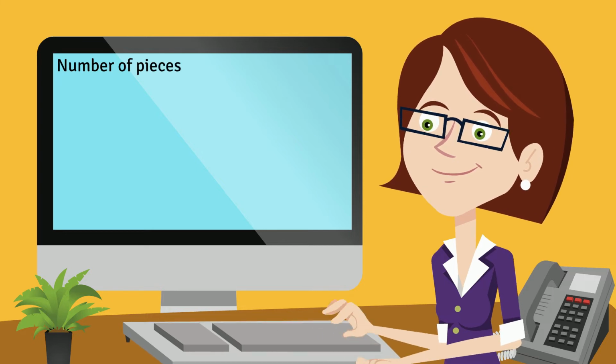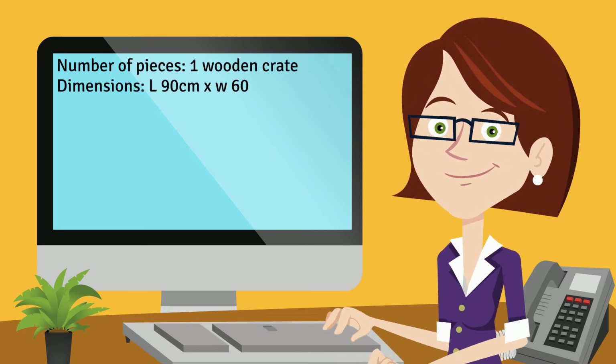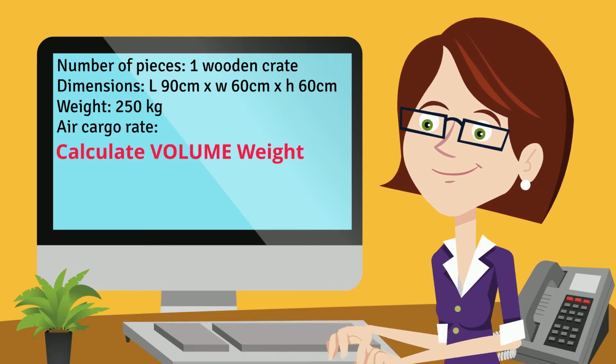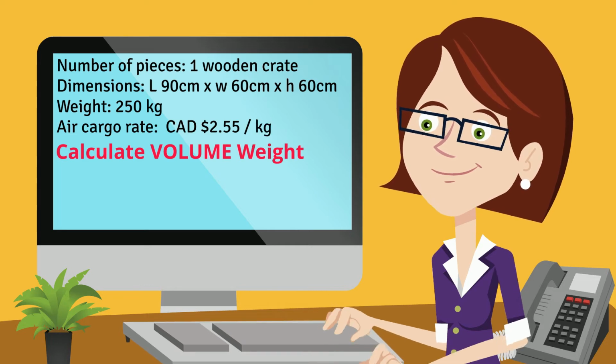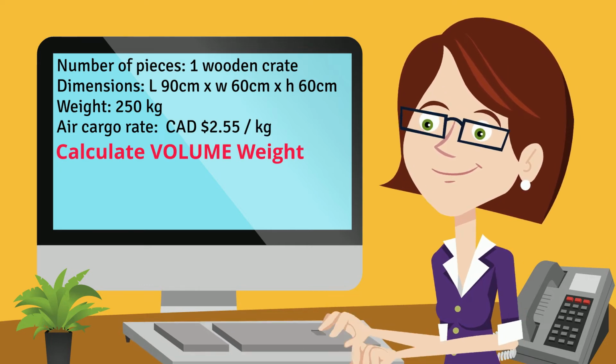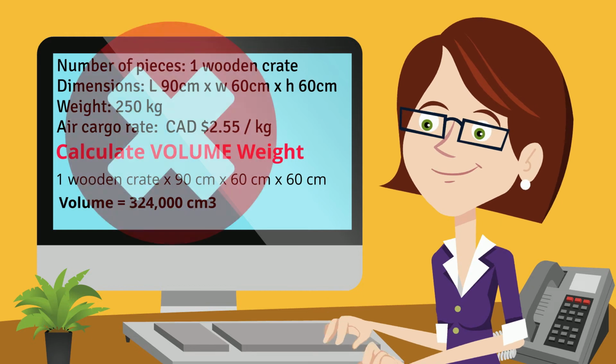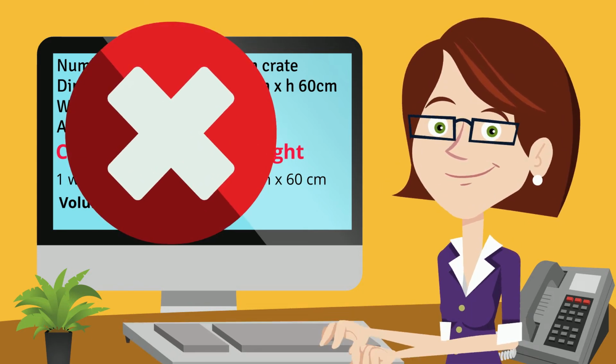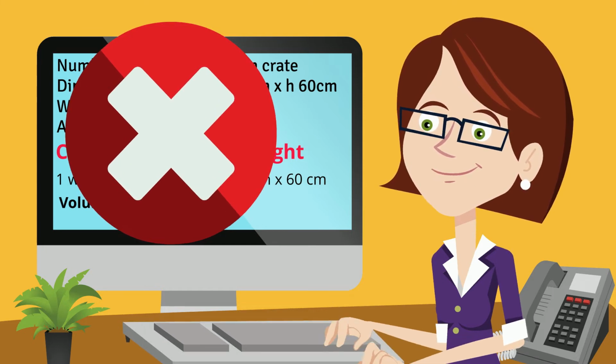Next, let's start calculating the volume. We're going to take the number of pieces and multiply that by the dimensions of each piece. So if I take that 1 crate and I multiply it by 90, multiplied by 60, multiplied by 60, I'm going to get 324,000 cubic centimeters. Stop. Is that a weight?